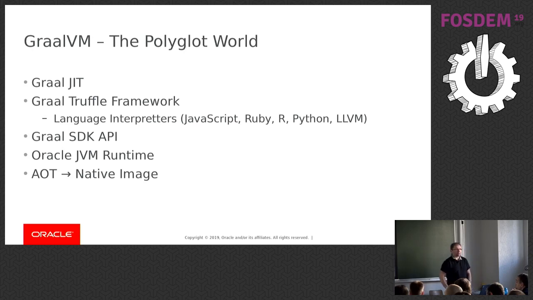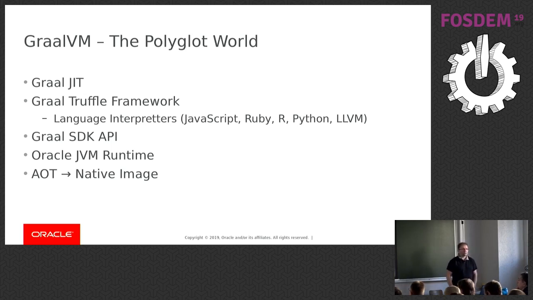GraalVM consists of several components. The core component of GraalVM is the just-in-time compiler, which is an advanced, very efficient compiler that replaces C2 in the JDK. Then it contains the Truffle framework, which is an interpretation framework for ASTs. Languages are written as AST interpreters, and they provide the AST nodes to the Truffle framework, where they are efficiently partially evaluated and compiled. GraalVM provides JavaScript and LLVM by default. LLVM is a bitcode interpreter, but you can install other languages as well, like R, Ruby, and Python.